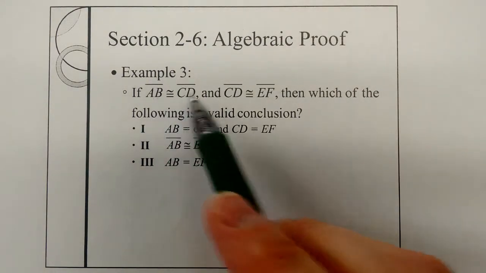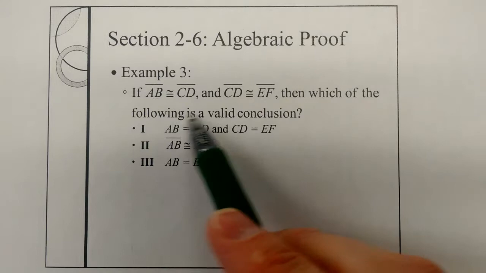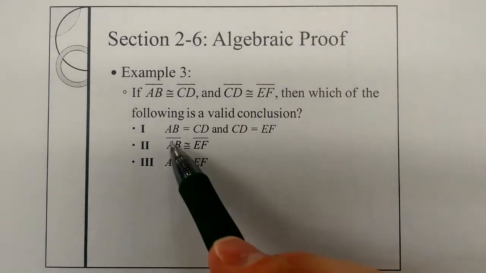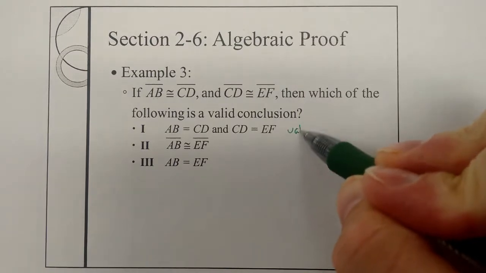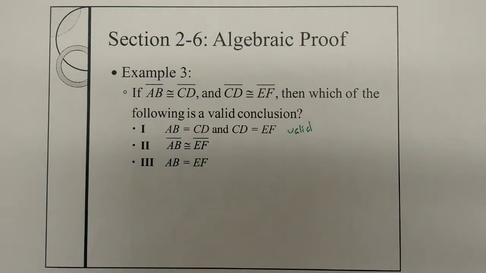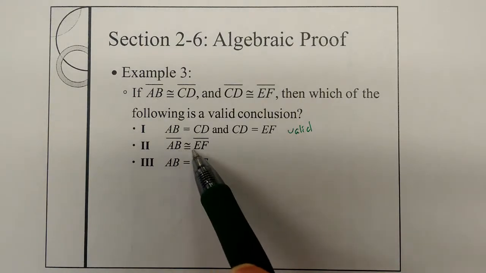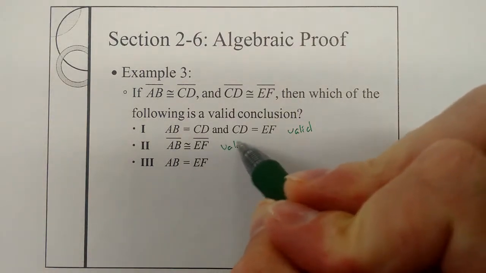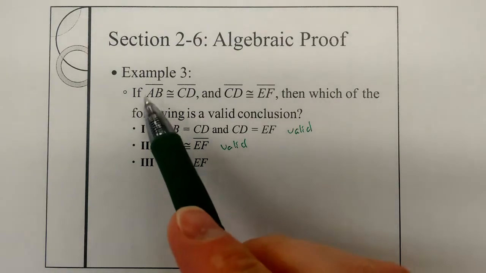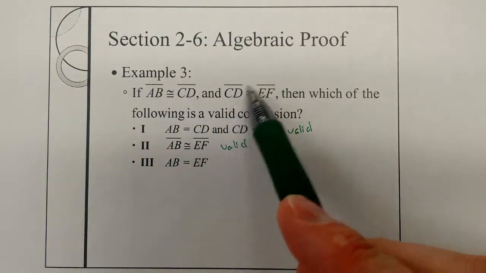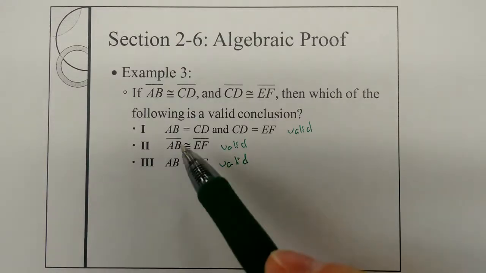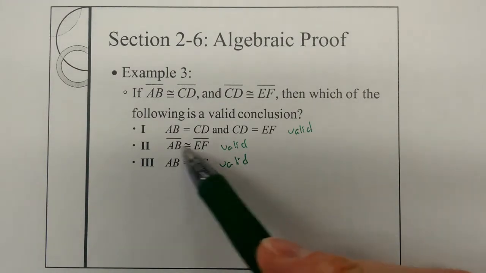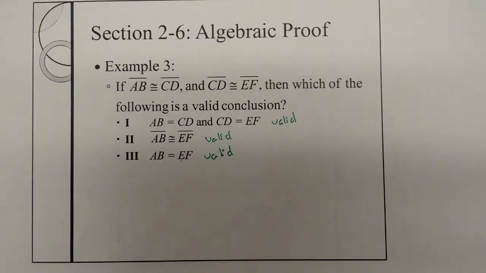All right, for example 3, it gives you these statements here. AB is congruent to CD, CD is congruent to EF. Which of the following is a valid conclusion? AB equals CD and CD equals EF. This is valid. That's the definition of things being congruent. Things that are congruent are also equal. AB is congruent to EF. This is also valid. That's the transitive property. And then 3 is also valid because if 2 is valid, so is 3. Things that are congruent are also equal to each other.